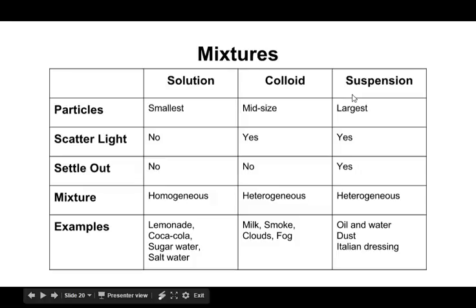Suspension. Suspension has the largest particles. It does scatter light, and it does settle out. It is a heterogeneous mixture. For example, oil and water, dust, and Italian dressing. All of these are the three types of mixtures.